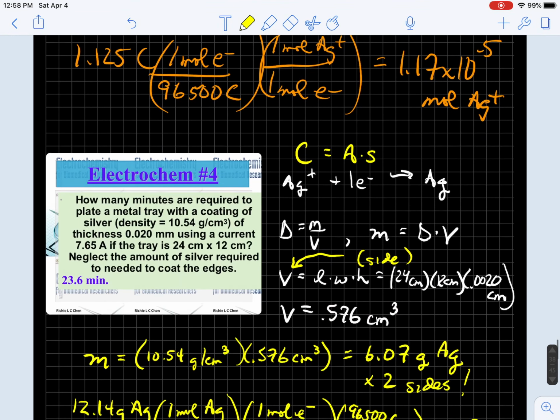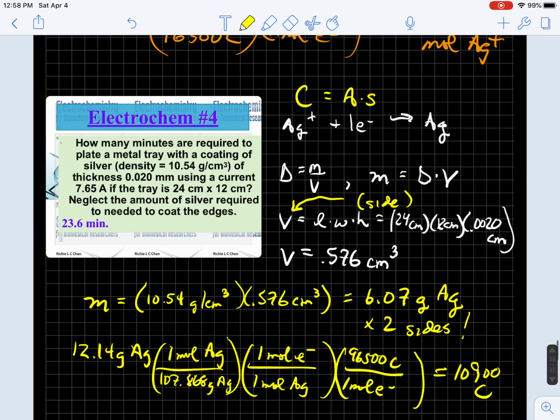For problem number 4, how many minutes to electroplate something? All right, so I'm thinking amp seconds here, and they give me 7.65 amps, and we're going to try to figure out how much time, so we can solve for the seconds. So a second is going to be coulombs divided by amps.